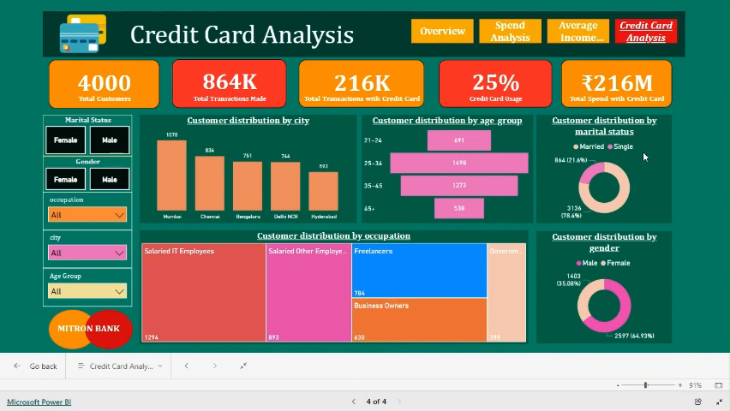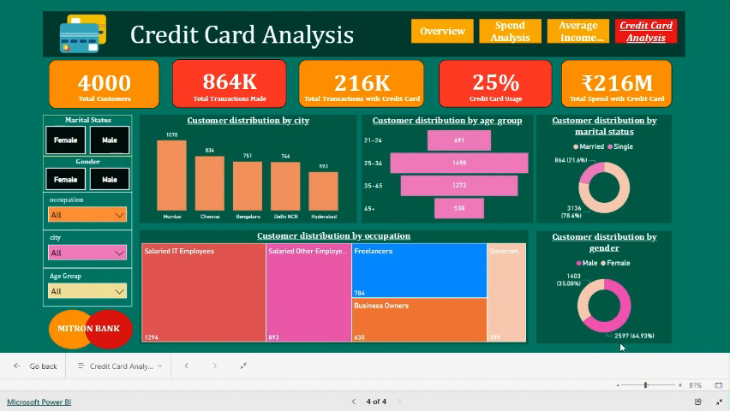Then going by the marital status, we can see that married people constitute a larger chunk of our customer base, with about 78.4% of the customers being married, and there are 21.6% single customers in our bank.